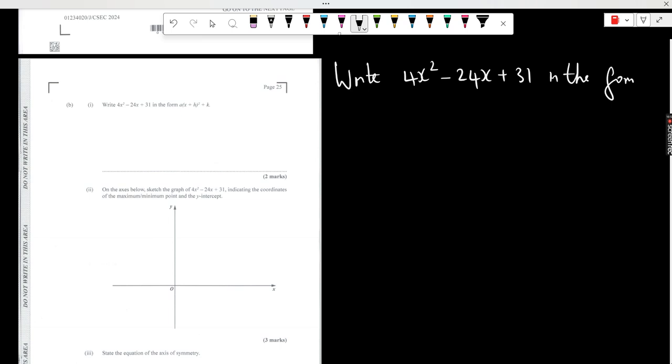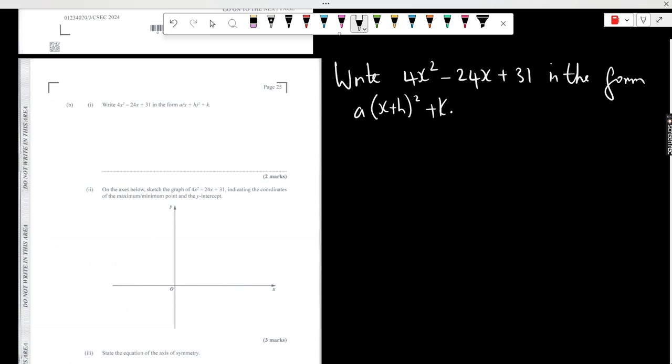Anybody know? Is it factors? No, not factorize. Camelia, you want to try? Sir, I got nothing. Right, completing the square. That's what we're required to do, complete the square.